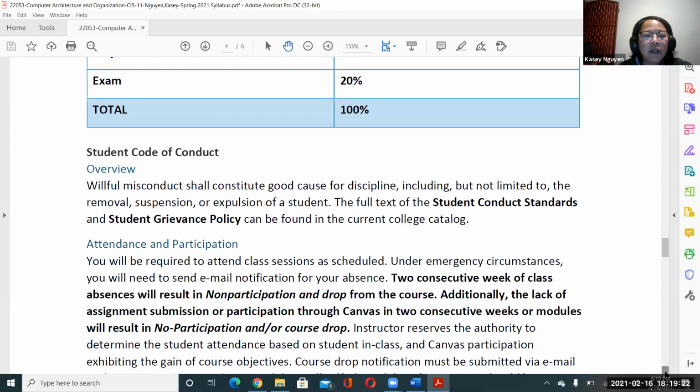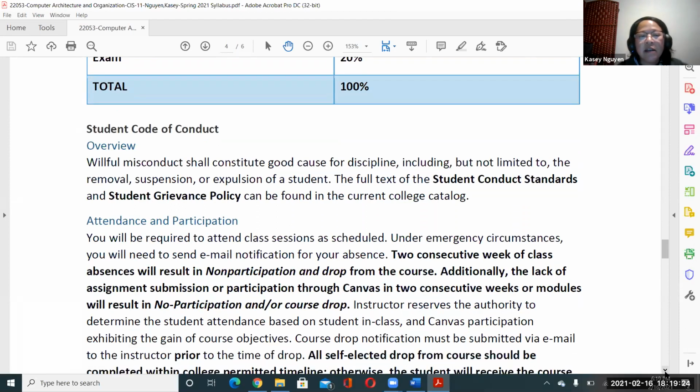Overall, for the code of conduct, there is student grievance policy in the catalog, and there's a form through student services in the case where there's complaint or any kind of issues that you have. You can submit that. That goes to the chair and the dean. And then we would follow the student conduct standards based on the college policy.